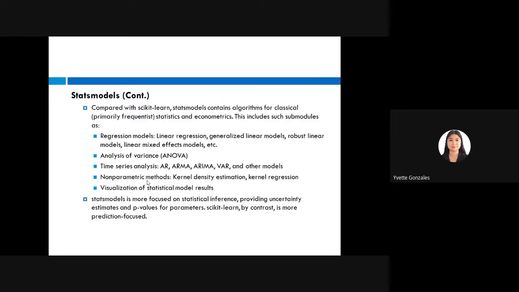Compared to scikit-learn, statsmodels contains algorithms for classical statistics and econometrics. This includes such submodules as regression models, ANOVA or analysis of variance, time series analysis, non-parametric models, and visualization of statistical model results. So statsmodels is more focused on statistical inference, providing uncertainty estimates and p-values for parameters. Scikit-learn, by contrast, is more prediction-focused.